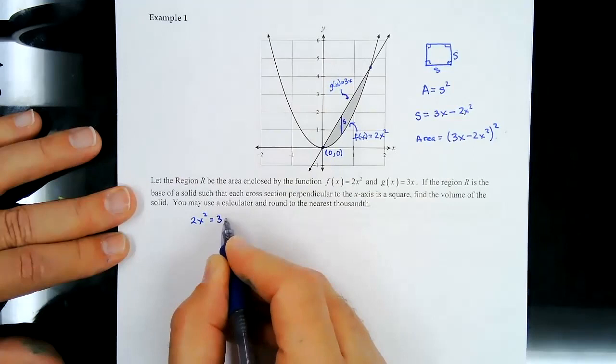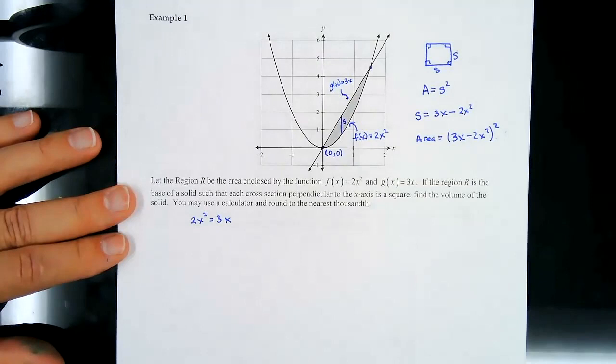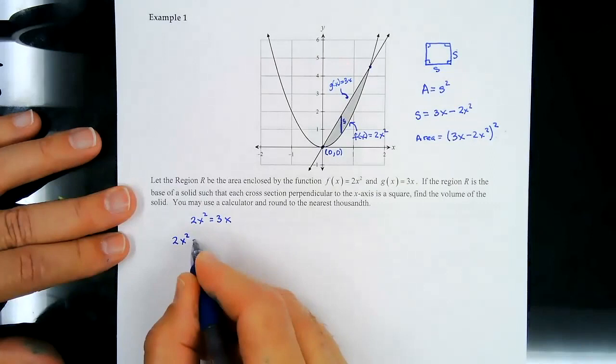Excuse me. You know what? I'm not going to use a calculator because this one's going to be pretty easy to do by hand. If they're easy to do by hand, you might as well do it by hand. So I'm going to subtract 3x. So this would be 2x squared minus 3x is equal to 0.